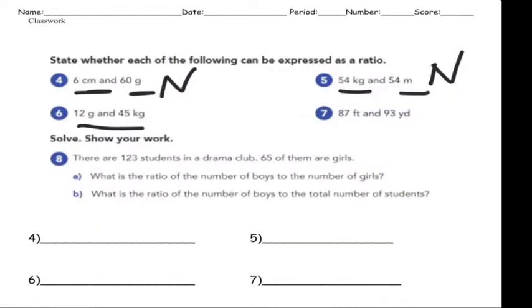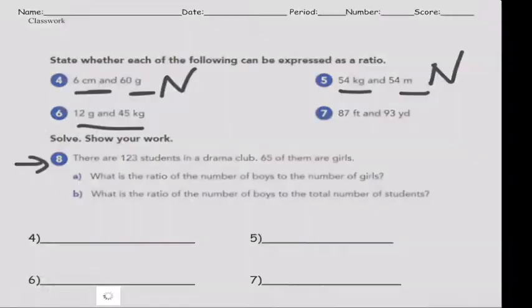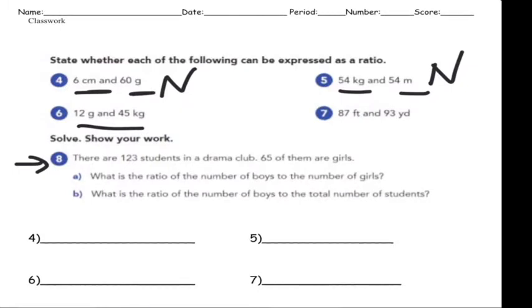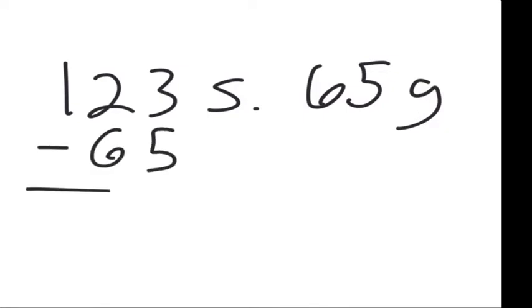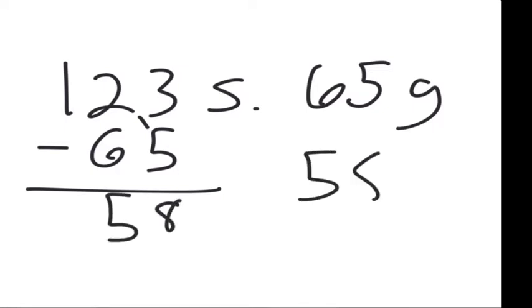Next, let's look at number 8. Number 8 says there are 123 students in a drama club, and 65 of them are girls. Let's figure out how many boys there are. To figure that out, you subtract 65 from the total students, and we get 58. So 58 are boys and 65 are girls.